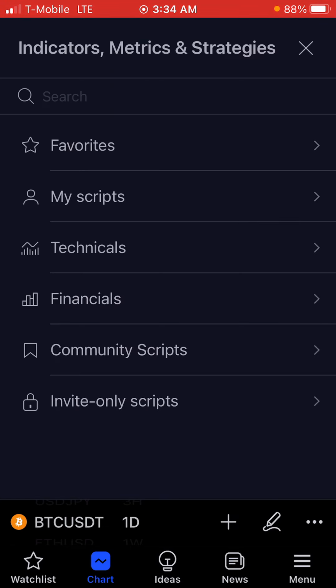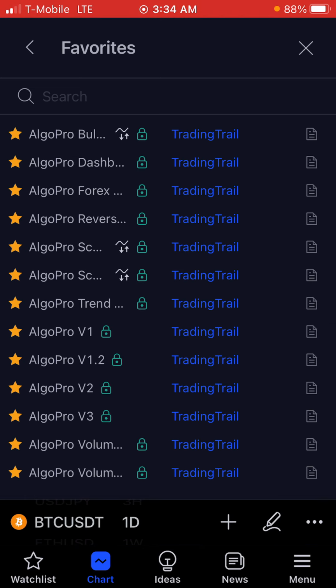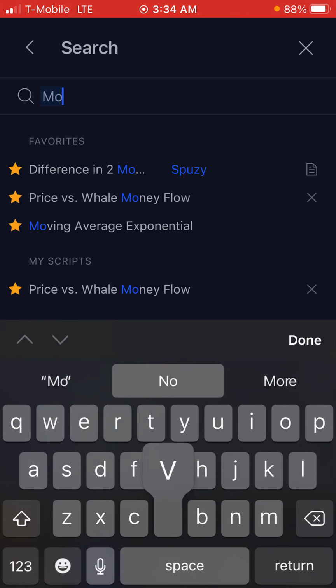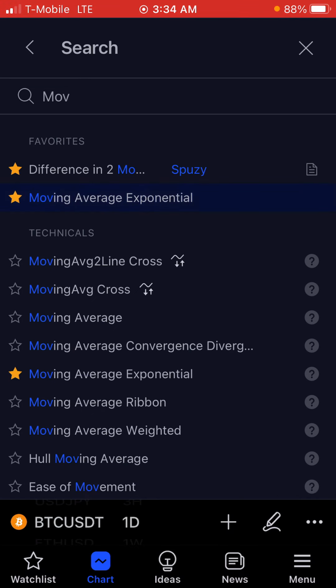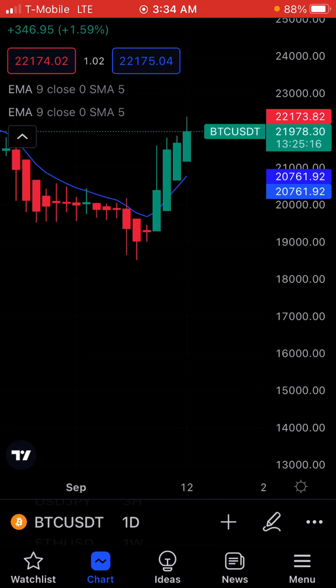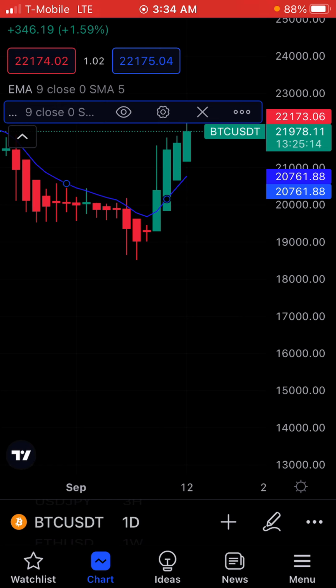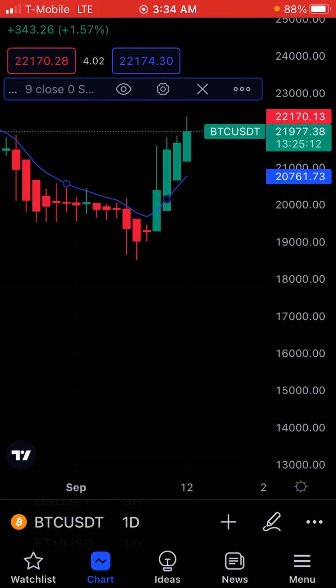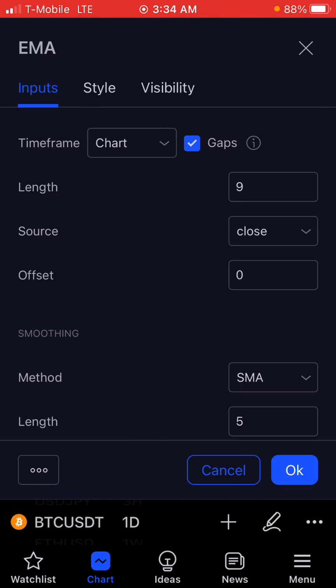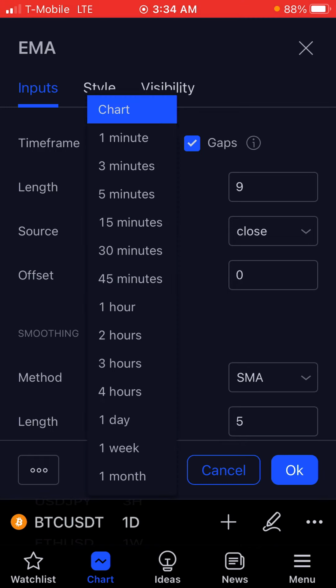I use the moving average exponential. Did I put it here twice? Hope not. Okay, I put it here twice. Okay, so moving average exponential. What you want to do is put your time frame to whatever chart you're looking at. So if you're doing day, you put it on day. And when you switch to a different time frame, you've got to switch the indicator to that time frame too.